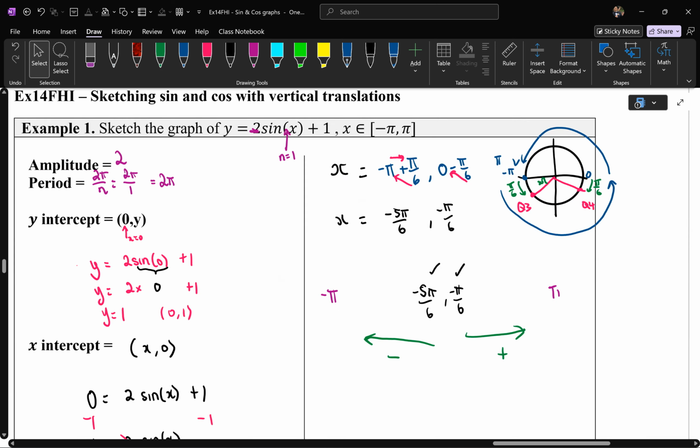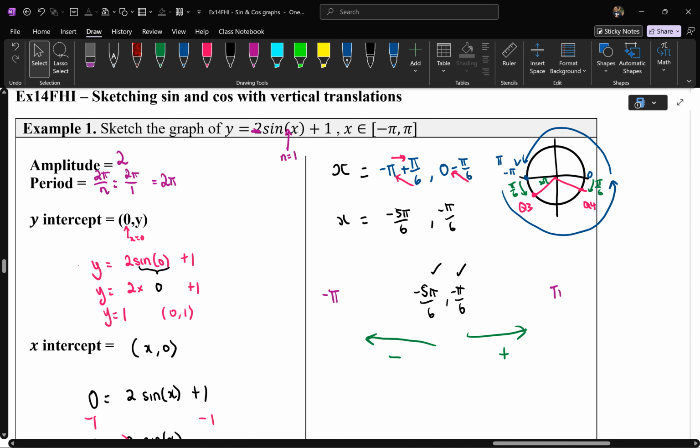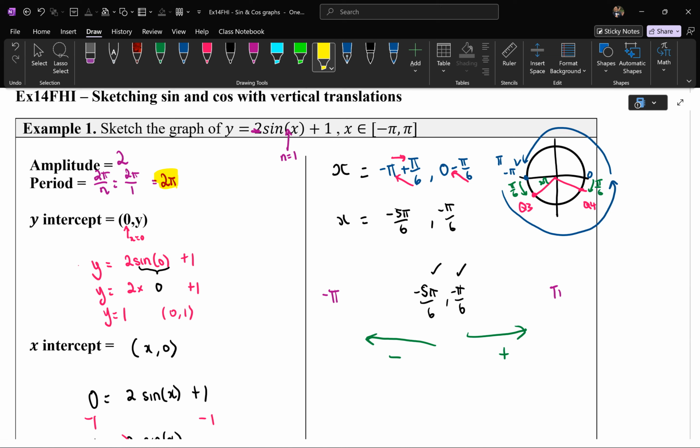Now what's the period again? It was 2 pi. This was your period right here. But since this is out of 6, let's write that period out of 6 so that it's easy to add and subtract fractions. So write 2 pi out of 6.